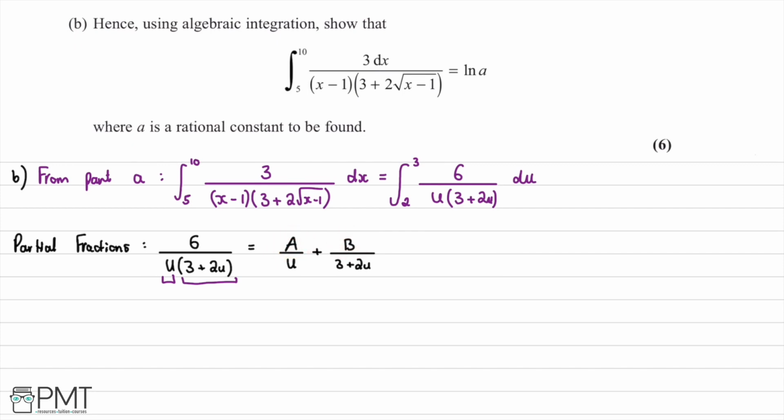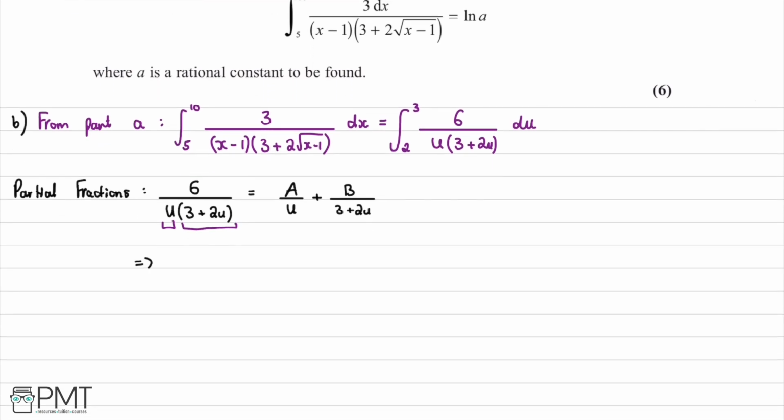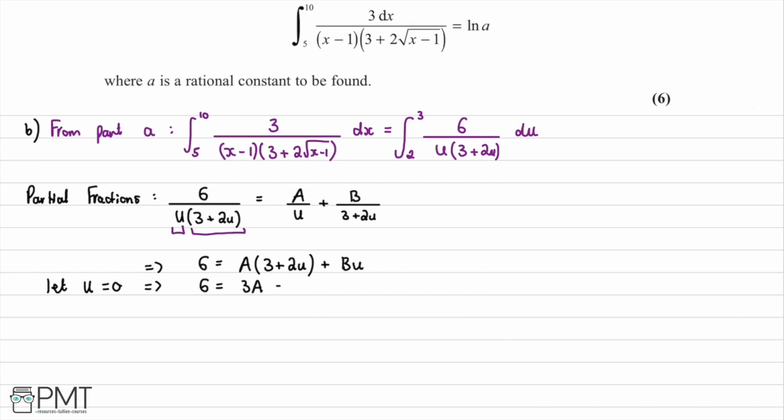So we're going to multiply both sides by u lots of 3 plus 2u. So therefore, this is going to leave us with the fact that 6 is going to be equal to a lots of 3 plus 2u, and then we're going to add in b lots of u. So then what we can say is if we let u equal 0, we'll have that 6 is going to be equal to 3 lots of a plus 0 lots of b. So that then means here we can say that a is going to be equal to 6 over 3, which is 2.